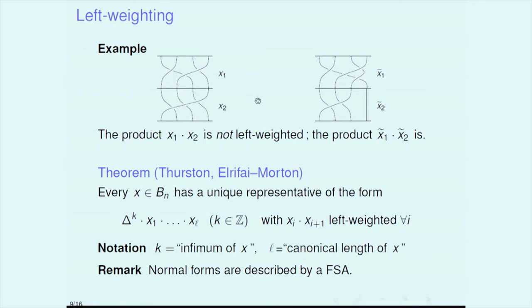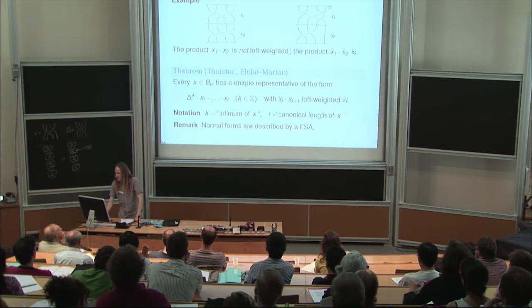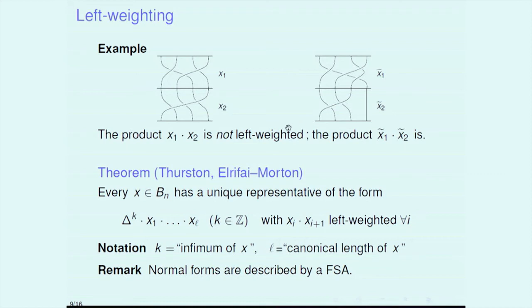And you see that after you pull it up, the first factor remains a simple braid. Any two strands cross at most once. The second factor is, of course, still a simple braid. And now it is left-weighted. You cannot pull any more crossings up into an earlier factor.